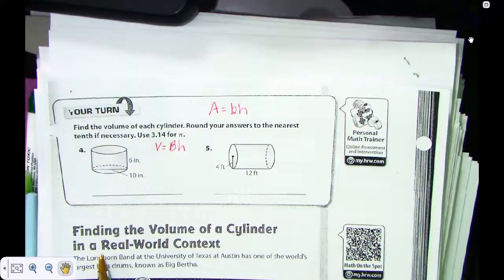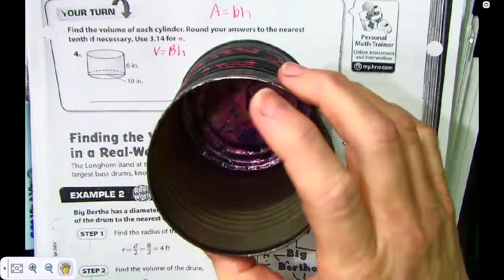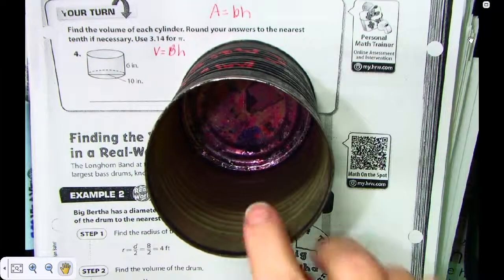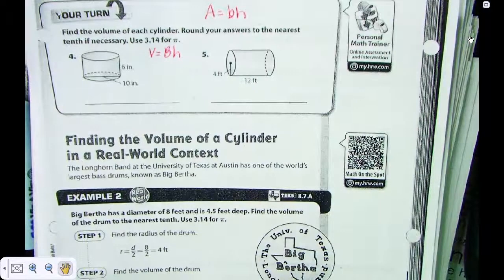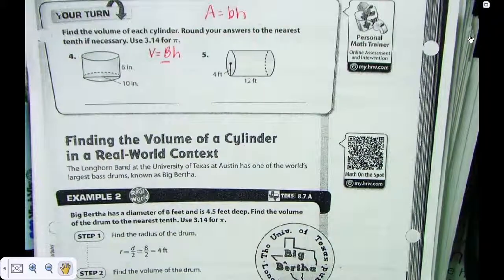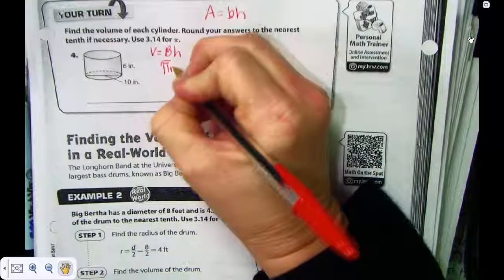When you're finding the volume of this can right here, the capital B says to get the area of the base. So if I get the area of the base, what's the base? It's a circle. Now, look on your formula chart, your reference chart, and see how to get area of a circle. Pi times radius squared.